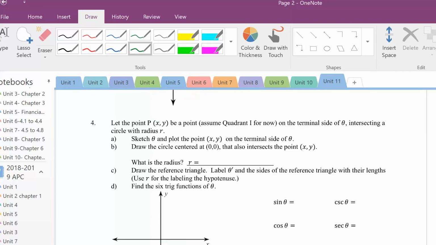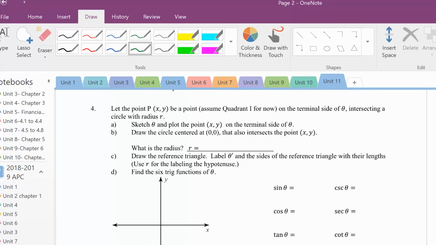So the next problem says, let point P be a point, assume first quadrant for now. So (x, y) here, intersecting a circle with radius r. So if the radius is r here, and the center is (0, 0). So notice if you draw the right triangle, this will help you get the basic definitions for any angle. Because notice this is always x, and that is y, and this is your reference angle.